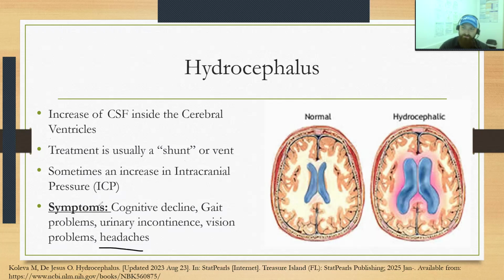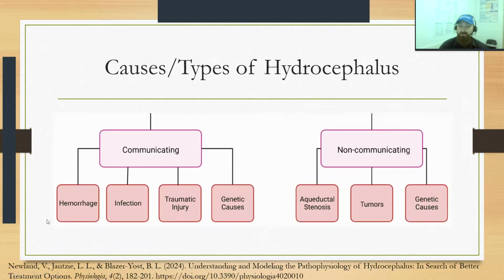Think about these symptoms and how that might mirror other kinds of brain injuries that might be related to intracranial pressure. And so when we take all this combined, let's find out what are the different causes of hydrocephalus? What are the different types?